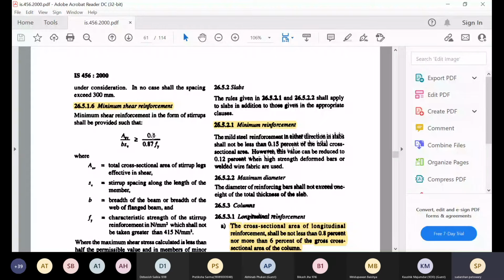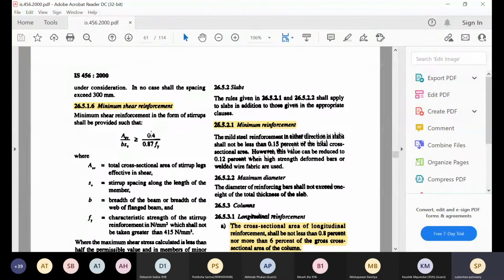We have just derived this expression: Asv by Sv equals (tau V minus tau C) times b by 0.87 fy. So in place of tau V minus tau C, a numerical value is put here. What is that? 0.4. That means the difference between tau V and tau C is equal to 0.4. In that case, you have to provide minimum shear reinforcement.